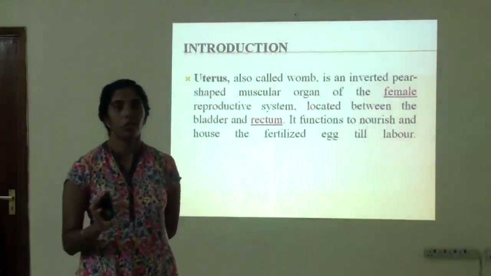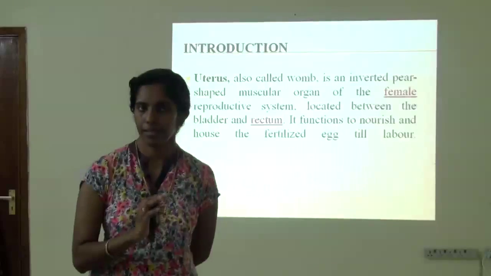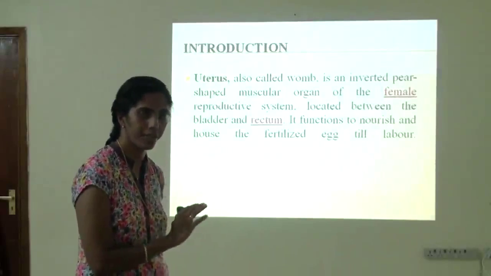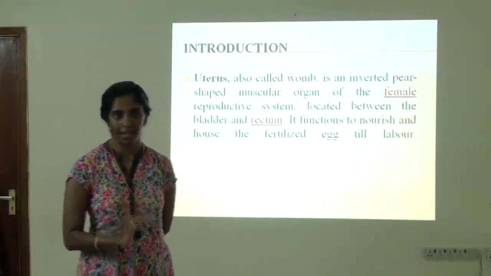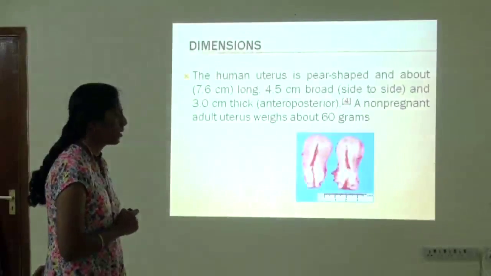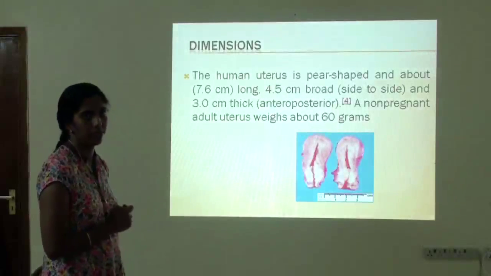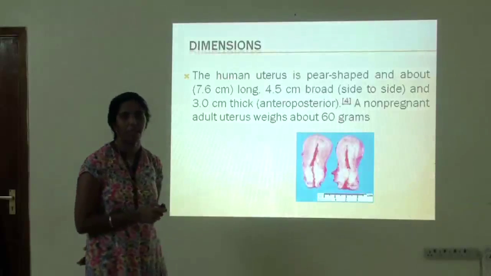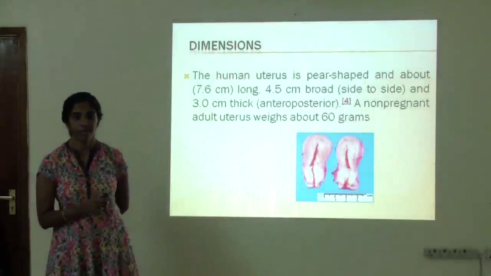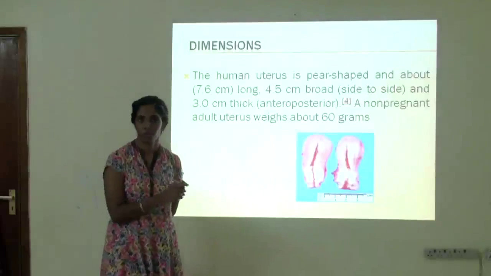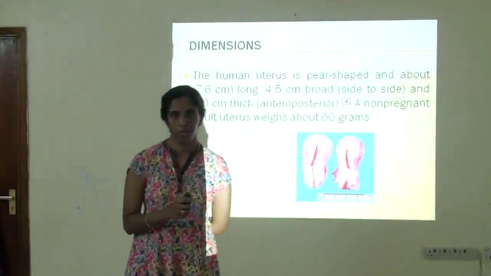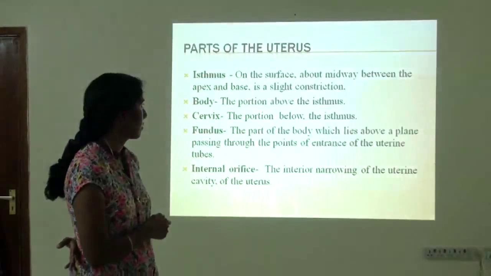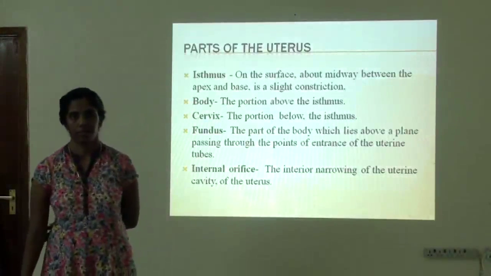Uterus is also called the womb. It is an inverted, pear-shaped, hollow, muscular organ situated deep in the pelvic cavity. Then, coming on to the dimensions of the uterus. The human uterus is pear-shaped and is about 7.6 centimeters long, 4.5 centimeters broad and around 3 centimeters in width. Next is the parts of the uterus.